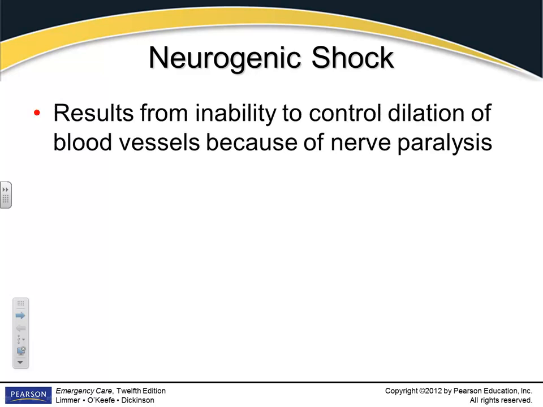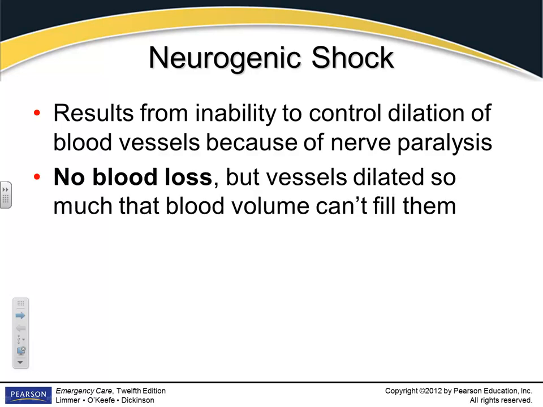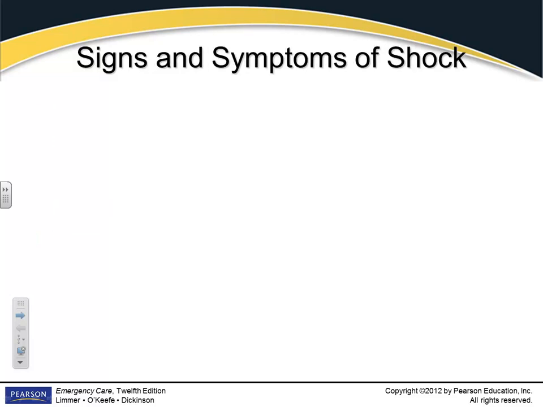Neurogenic shock, we talked about that. This is a problem with the brain being unable to control the dilation of blood vessels. It can be caused by nerve paralysis, which would come about with a spinal cord injury. This doesn't have any blood loss. It's a nervous issue. The vessels are so big that there's not enough blood volume. We don't see this very frequently in the field, unless it's an older injury. It happens sometime, at least several hours later. It takes a while for that to occur.